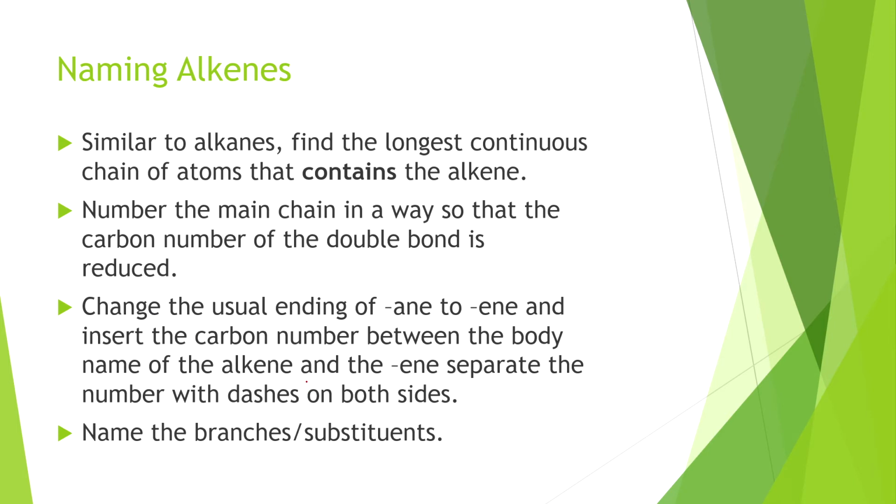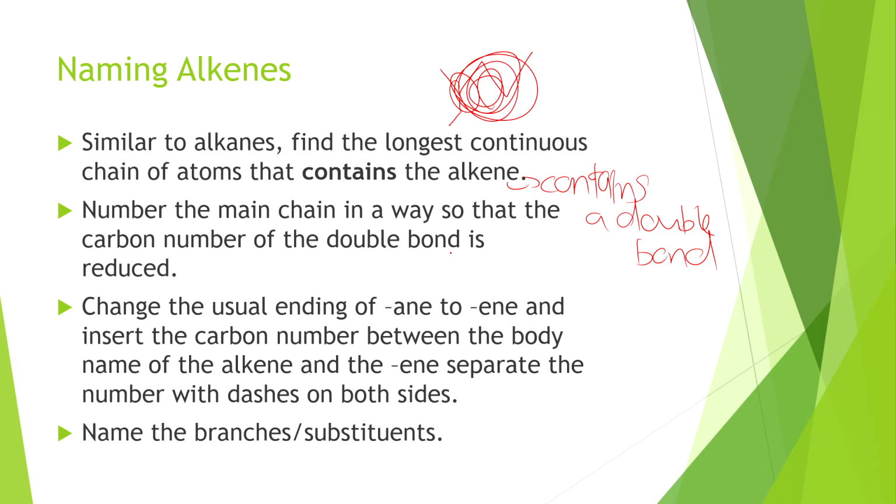Similar to alkanes, you want to find the longest continuous chain of atoms. But this time, it has to contain the alkene, which means that it contains a double bond. To be more specific here, alkenes actually have more priority than alkanes. So if you have a separate chain of alkenes that has fewer carbon atoms than an alkane, and the alkene itself is a longer chain, you would still name it based off the alkene because alkenes have higher priority.